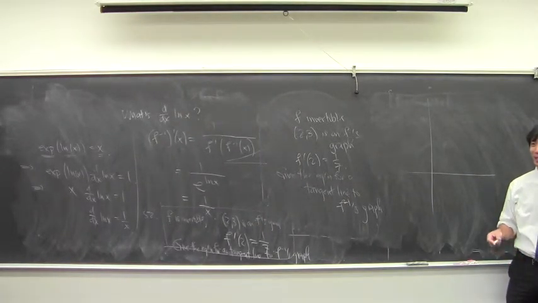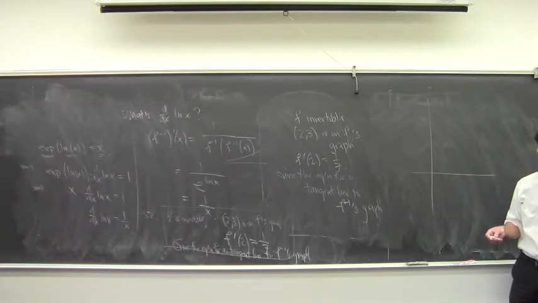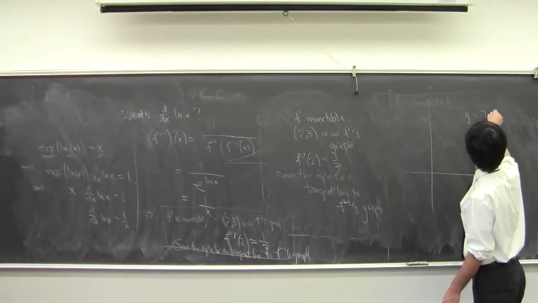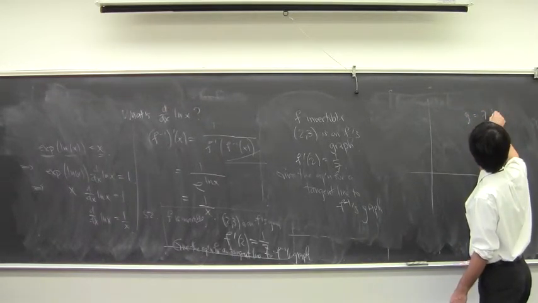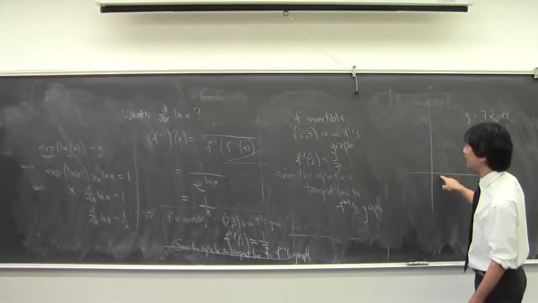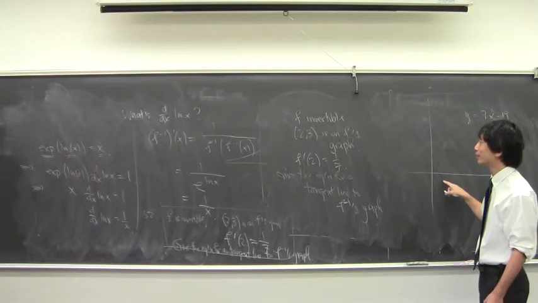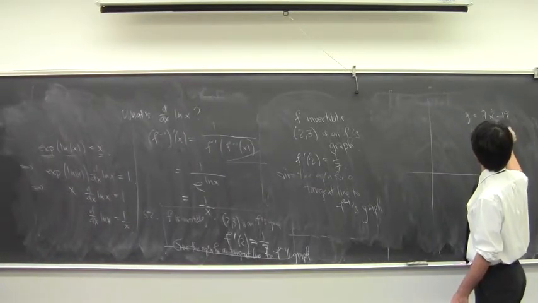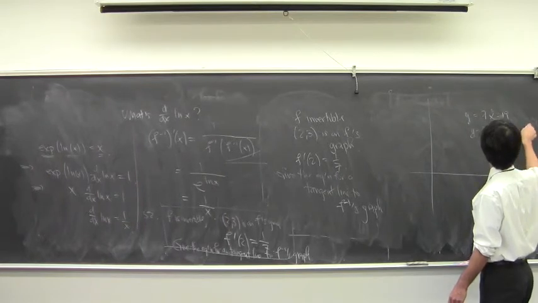Amanda, you've been volunteering. So I got y equals 7x minus 19. Is that right? So let's think of how you got it. I plugged in y minus 2 equals 7 times x minus 3. Great. That's it.